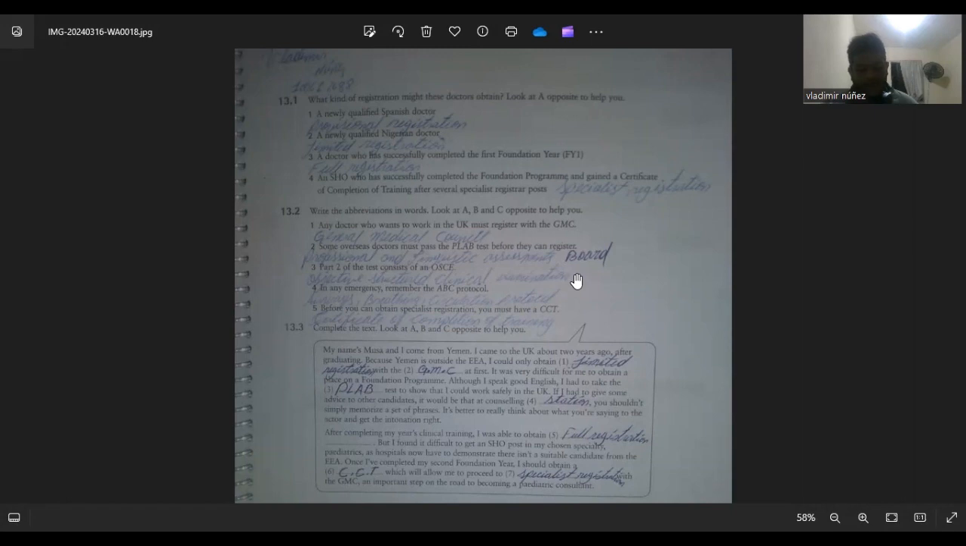After completing my year of clinical training, I was able to obtain full registration, but found it difficult to get a post in my chosen specialty, pediatrics, as hospitals now have to demonstrate there is no suitable candidate from the EEA.